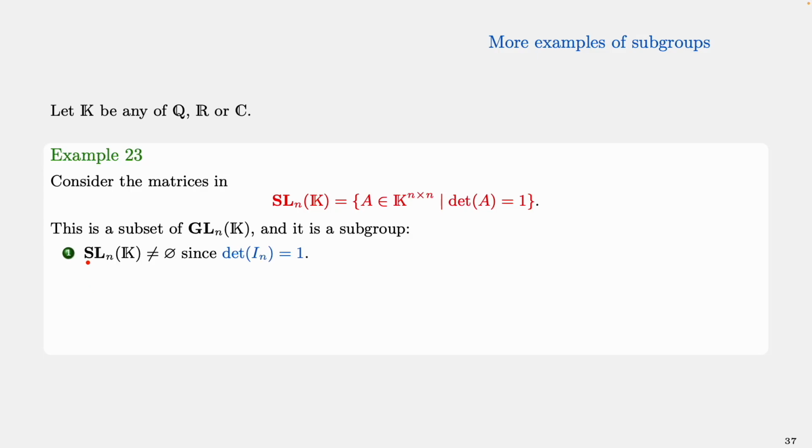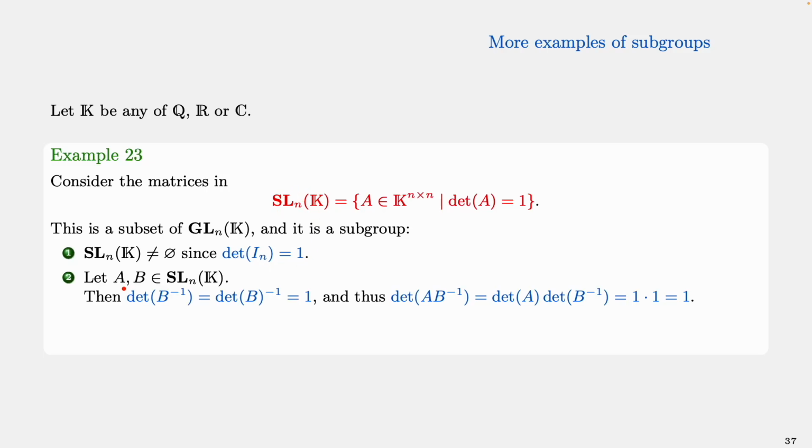First, we check that SLNK is not empty because the identity matrix has determinant equal to 1, so it's contained here. And for two matrices A, B that are contained in the set SLNK, we observe that the determinant of B inverse is just the inverse of the determinant, and if B has determinant 1 to begin with, then of course its inverse will also have determinant 1.